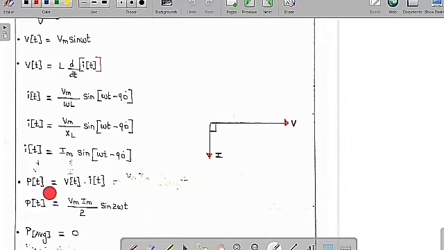So if we want to know what is the instantaneous power expression across the inductor, P of t is equal to V of t into I of t. If you do the multiplication of these two parameters, then finally we are going to get P of t is equal to Vm Im by 2 into sin 2 omega t. So this is the expression we are going to get. If you want to know the average power consumed by the inductor, then if you do the integration with respect to one time period, the integration of sin 2 omega t in one time period will be equal to 0.